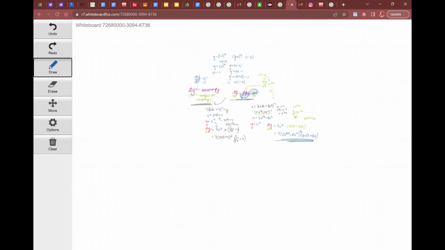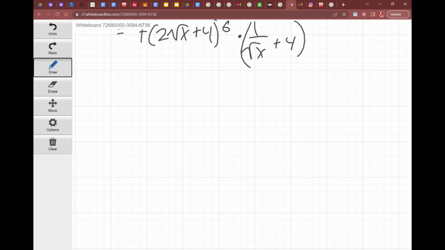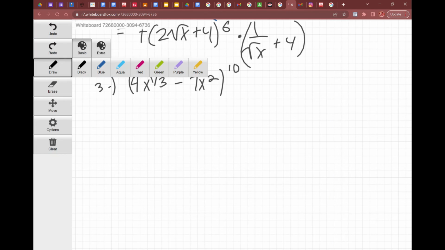Alright, Nanya, can you give me one more? 4 cube root of x. I'm going to write that as x to the 1/3, minus 7x squared, all to the power of? 4. Just 4? You want to make it 10? Sure, let's make it 10. Because it really doesn't make a difference.